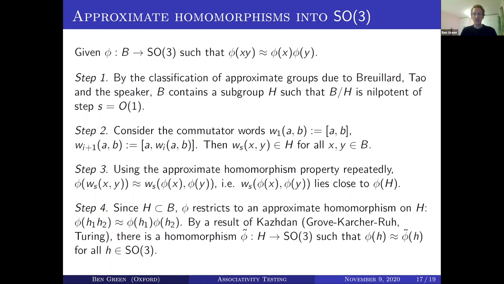And this result of Kazhdan says that you can correct any approximate homomorphism from a finite group H into SO3, for example, to a genuine homomorphism. So there's a genuine homomorphism phi tilde. That means phi tilde of h1 h2 is actually equal to phi tilde of h1 times phi tilde of h2, which is close pointwise to phi. Okay, so we've imported a couple of substantial facts here: the classification of approximate groups by Emmanuel Breuillard, Ben Green and Terry Tao, and this result of Kazhdan on approximate homomorphisms.